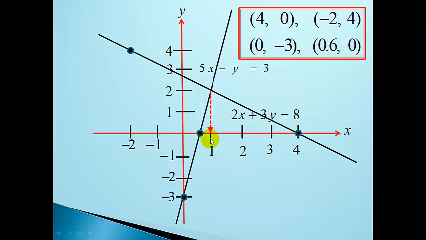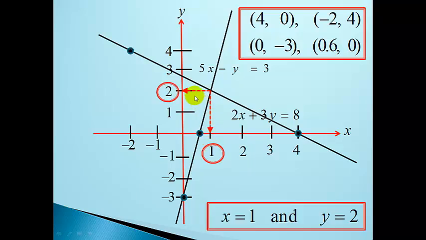Now you trace the point vertically downwards to the x-axis, and the value there is 1. You also trace the point horizontally to the y-axis, and that is the point 2. That means when you trace the point vertically to the x-axis, we have the x-coordinate, that is x equals 1. And when you trace the point horizontally to the y-axis, we have 2. That means that x is equal to 1 and y is equal to 2.